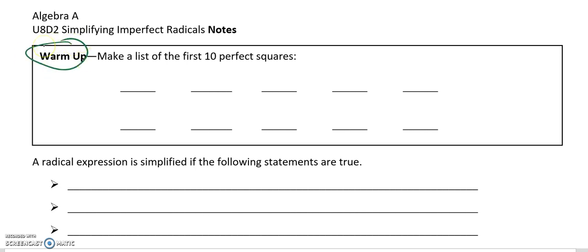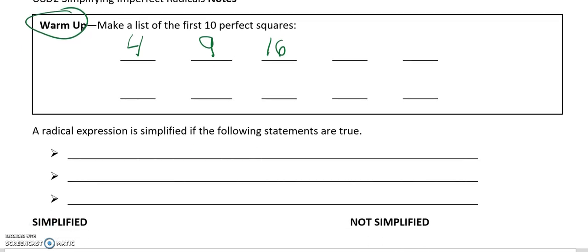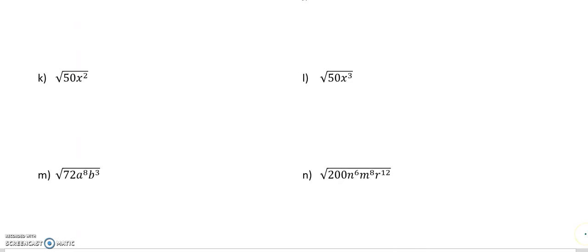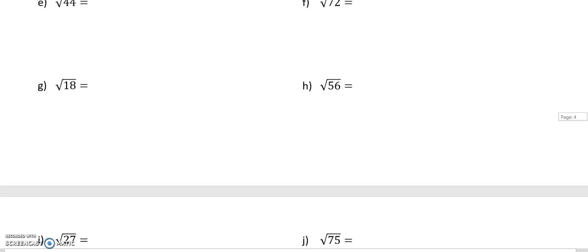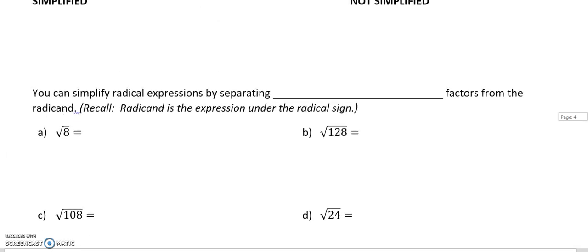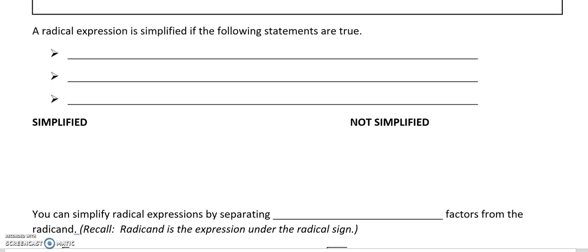So first up is the warm-up. The warm-up asks, make a list of the first 10 perfect squares. Keep in mind the perfect squares were like, what's 2 squared? 4. What's 3 squared? 9. What's 4 squared? 16. That's what it means by the perfect squares. So I'm going to let you go ahead and finish that out with the rest of those ones. Again, you can pause the video and then fill in those, or you can come back and fill those in later. Sorry, page jumped a lot.